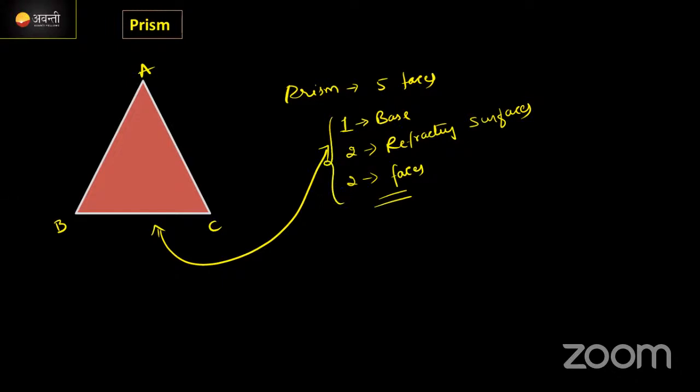Among that, the first one is the base. We can call BC the base. This B and C is there, no? We can call this one the base. Refracting surfaces means here you may look, AB is there, no? We can call this one a refracting surface, and AC is also a refracting surface. 2 faces means this front side that you see in one color, green color. This is one face, and exactly the opposite side, toward you, is another face. So there are 2 faces.